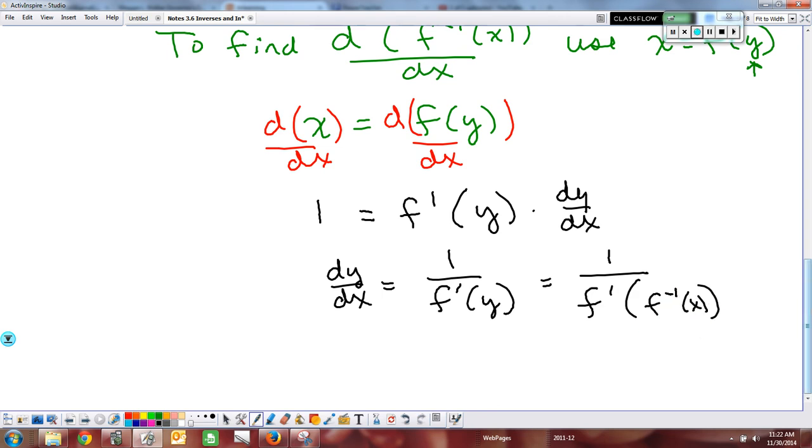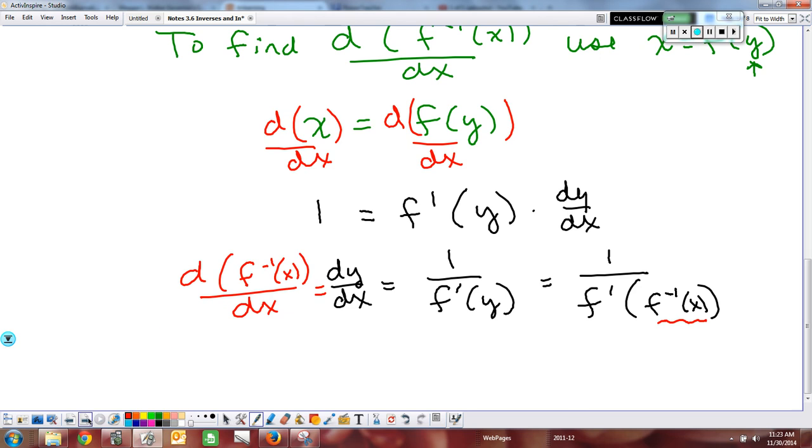And that gives us the same formula that we were working with before: in order to find dy dx, the derivative of f inverse of x with respect to x, you do 1 over the derivative of the original at the corresponding point. So that shows you we have that same procedure.